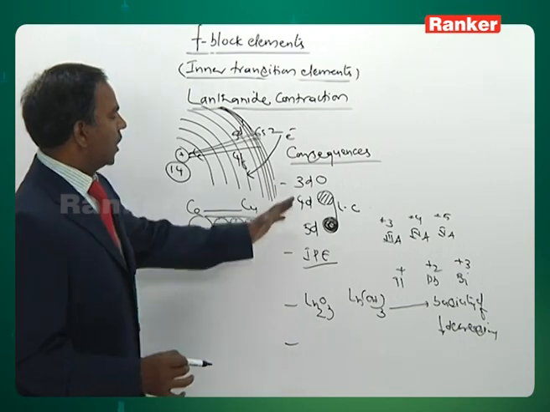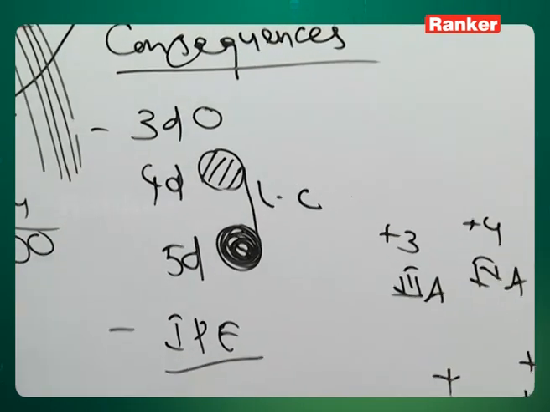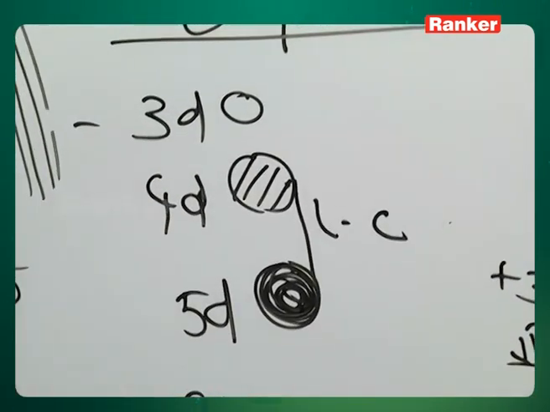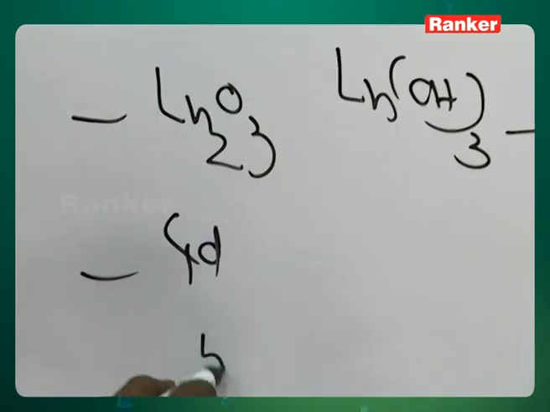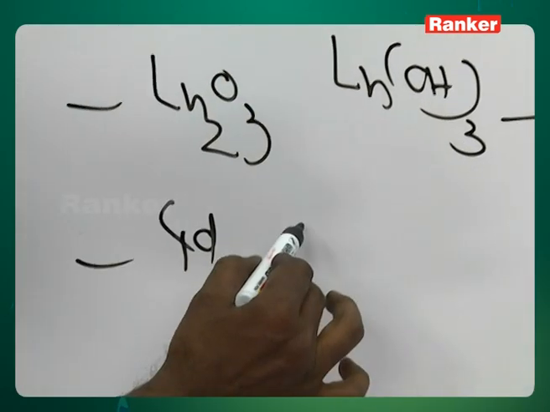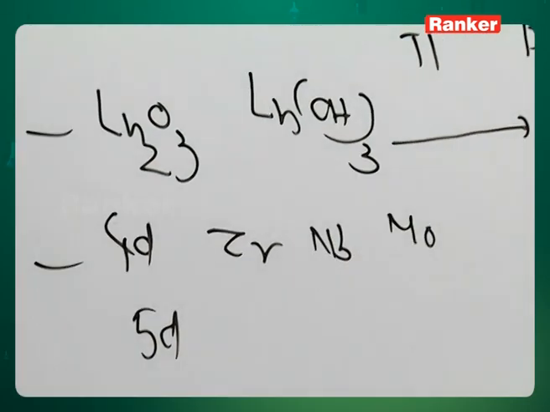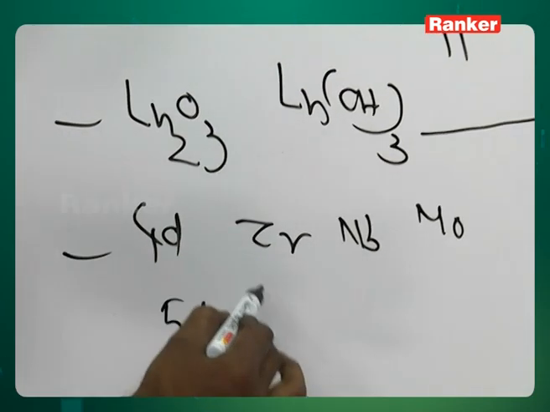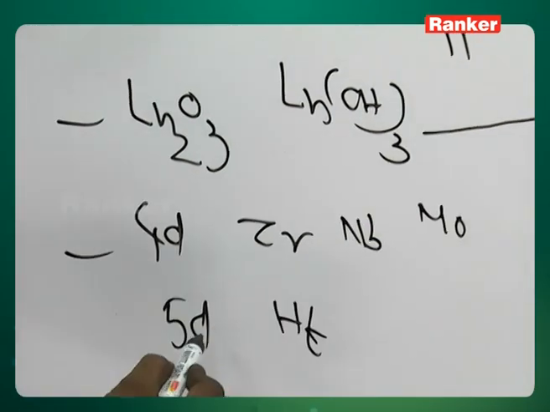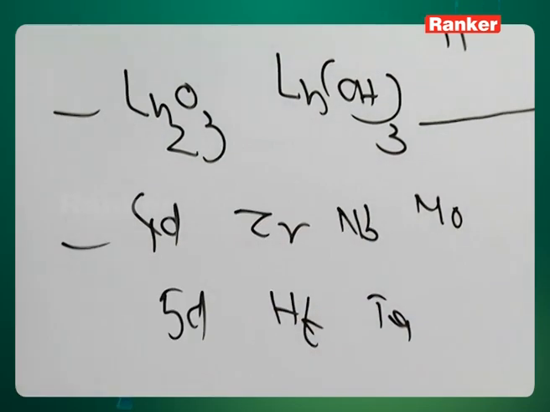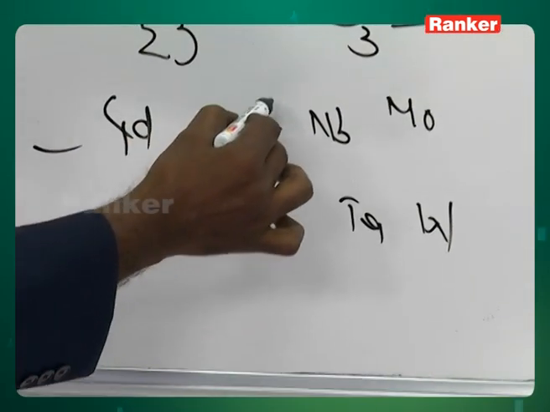Next, once we conclude that 4d and 5d elements have more or less the same size, then most of the 4d and 5d elements are available in the same mineral and show many similarities. Now consider 4d elements: zirconium, niobium, molybdenum, a few elements I am showing. Next come to 5d: after zirconium, hafnium, and then tantalum, you can also consider tungsten. These 4d and 5d elements have more or less the same size.